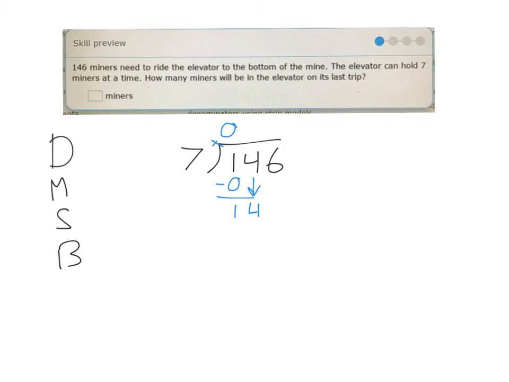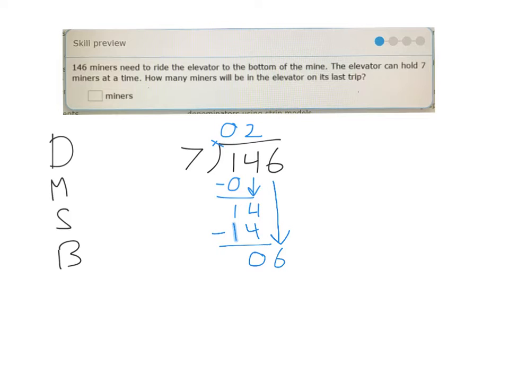Bring down the 4. Back to dividing. How many 7s can I take out of 14? I know that 2 times 7 is 14, so I can take 2. Answers to division questions go on top. Next step, multiply. 2 times 7 is 14. Followed by subtracting. 14 minus 14 is 0. Then bring down the 6.